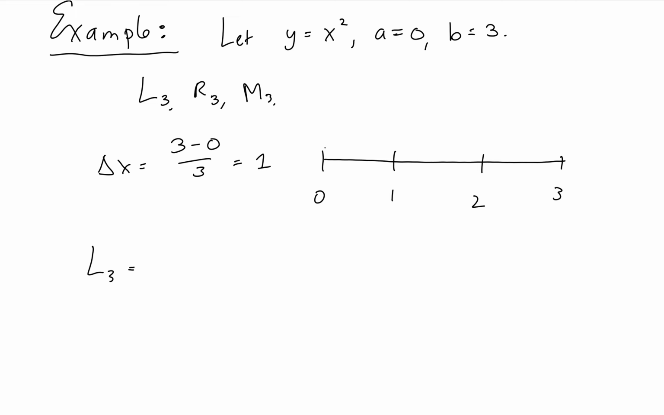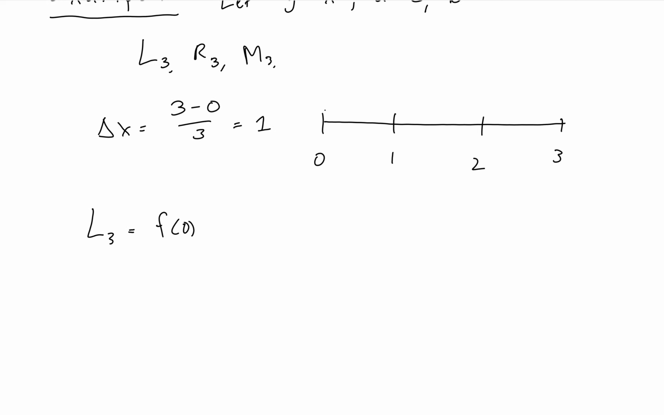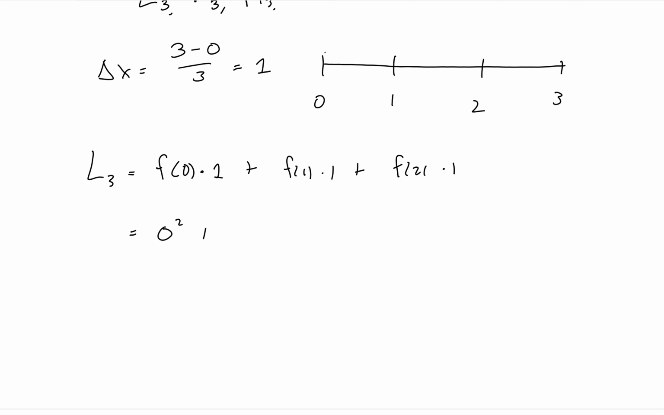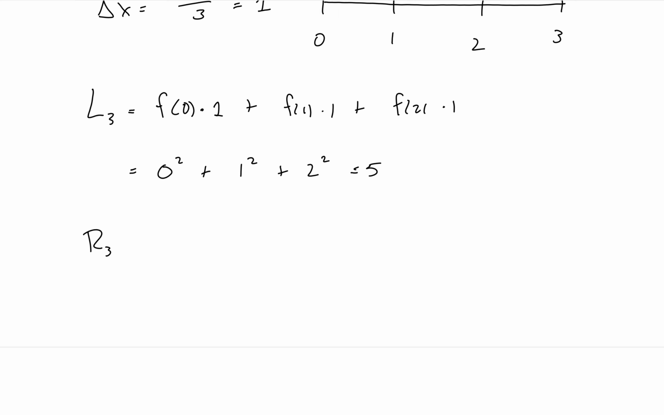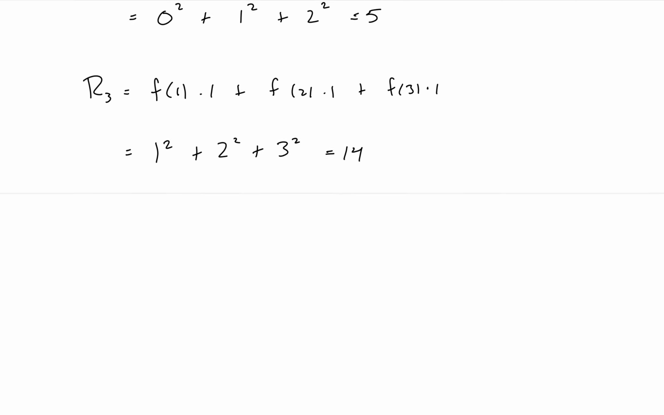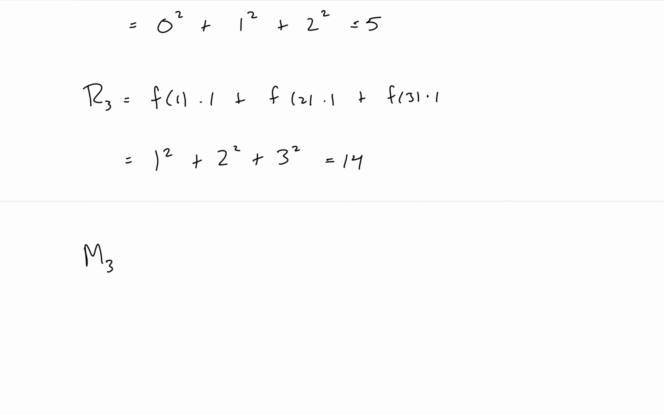So my left-hand sum is going to be f of 0 times 1 plus f of 1 times 1 plus f of 2 times 1. So this is 0 squared plus 1 squared plus 2 squared, which is 5. So that's one estimate for our area. R3 is f of 1 times 1 plus f of 2 times 1 plus f of 3 times 1. So this is 1 squared plus 2 squared plus 3 squared. So this is 14.